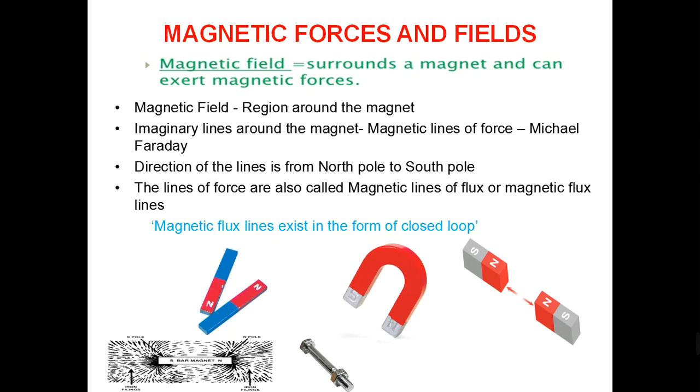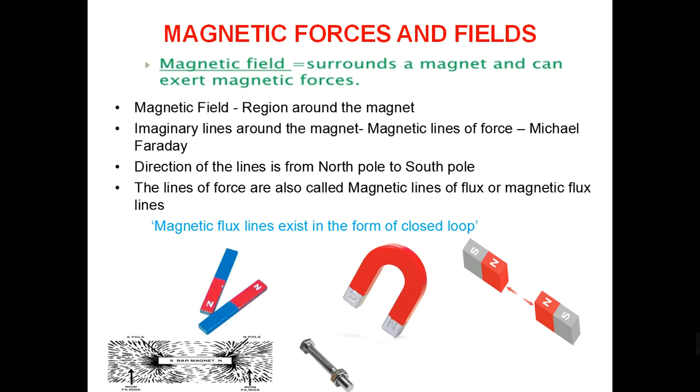So, magnetic force and fields in magnets. Magnetic fields surround a magnet and can exert a magnetic force. It is the field region around the magnet, with imaginary lines around it called magnetic lines of force, which were discovered by Michael Faraday. The direction of the lines is from north pole to south pole.